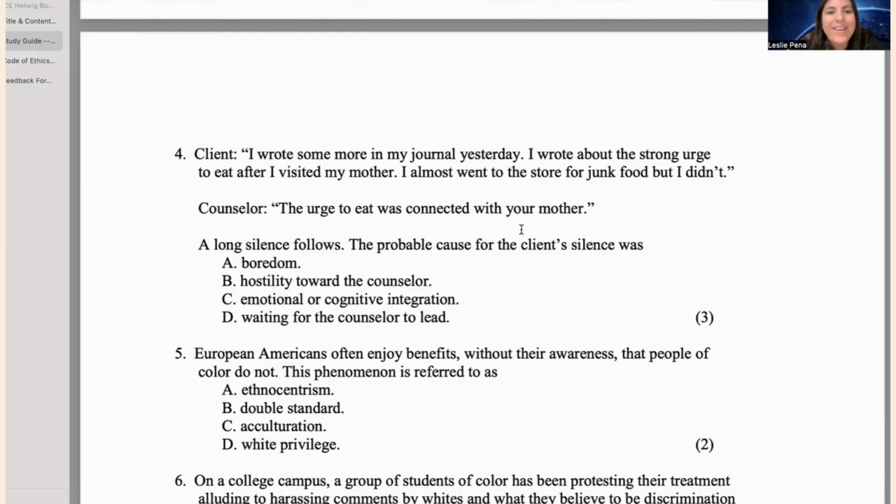So this one, they're reflecting back on what you just said, and they're listening and really taking it in. So what is it when they do that? That's emotional or cognitive integration. You might have really hit the spot there. And they're like, yeah, totally.